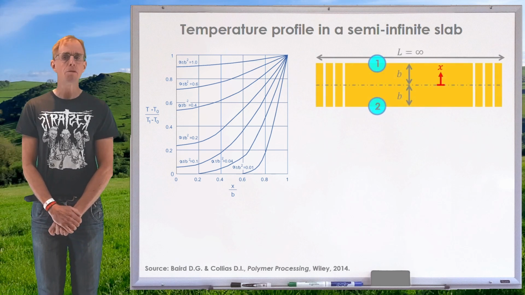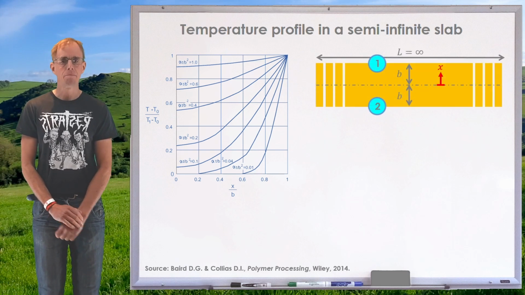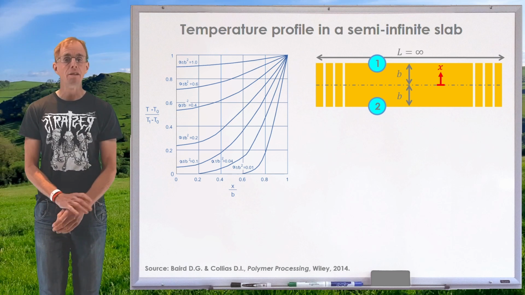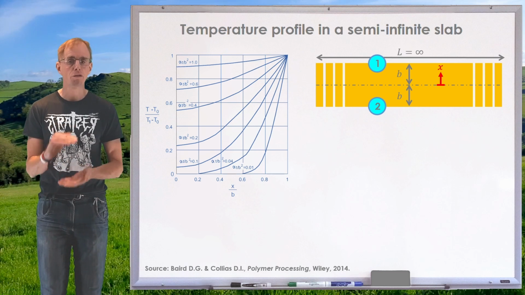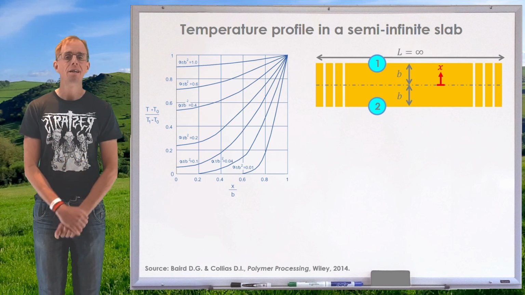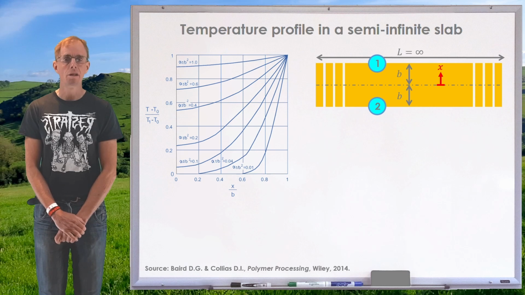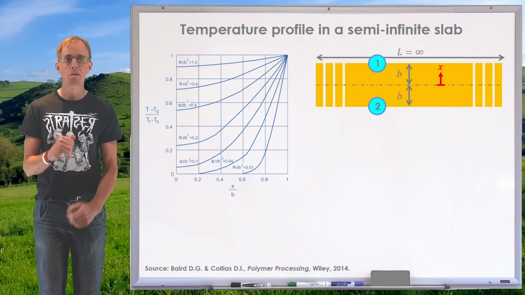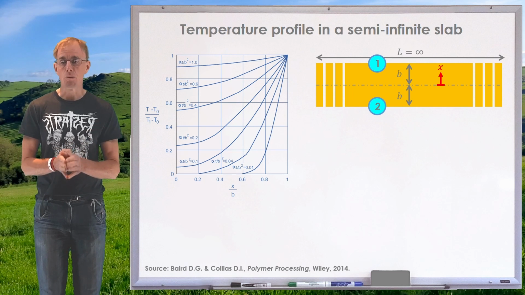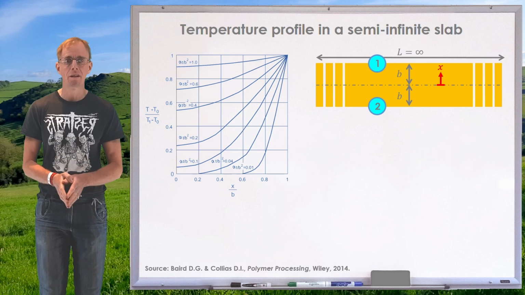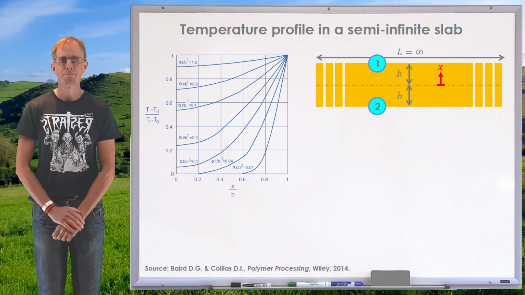So let's look at the temperature profile in a semi-infinite slab. The first thing I've done is draw my little drawing there. My semi-infinite slab is infinite in the length direction, but of a prescribed thickness 2b. Remember that b here is the half thickness of this geometry. x equals 0 here at the center of the slab. And so if we look at the chart, that x equals 0 line is bang on the middle. So if we want to work out the center line temperature, that's where we look.